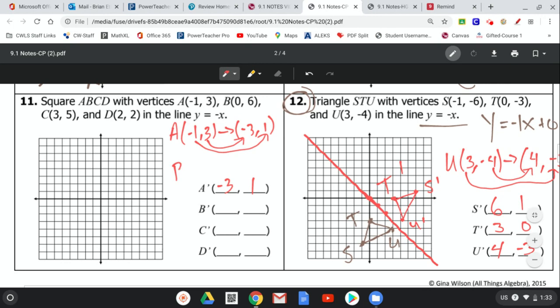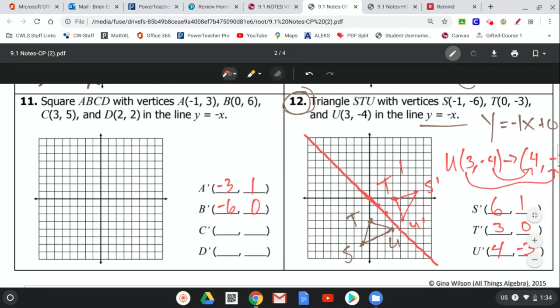All right, so B is 0, 6. So that 6 goes to the first spot there, and that becomes negative. 0, remember, 0 is neither positive or negative, okay? So that just stays at 0. So for B, it's going to be -6, 0. All right.